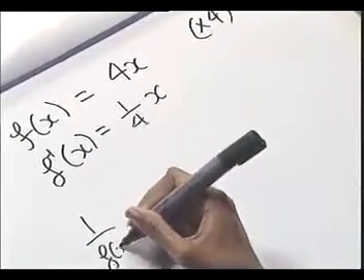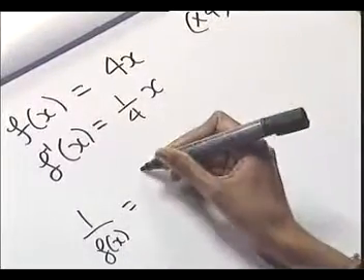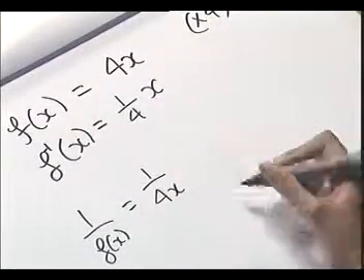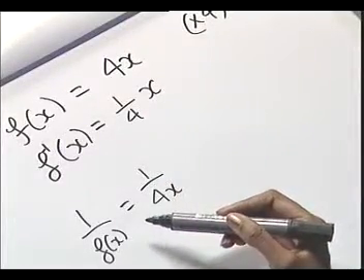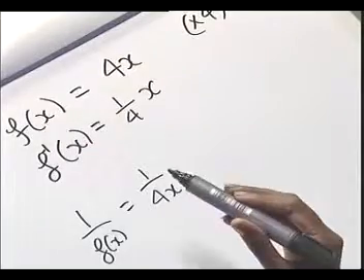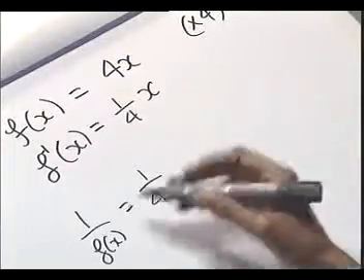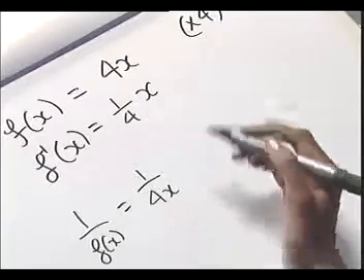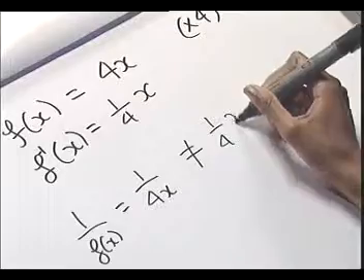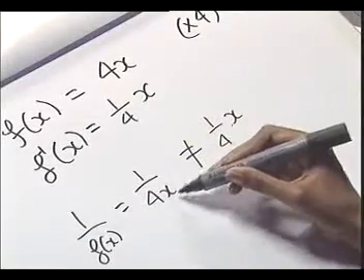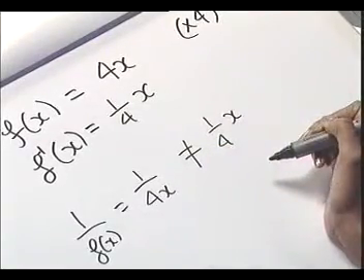Now we can see from this that since f inverse of x is a quarter x and 1 over f of x is 1 over 4x, that f inverse and 1 over f of x are not the same thing, even though the notation makes it look like they should be, because 1 over f of x is 1 over 4x, but that's not equal to a quarter x, because here the x is on the denominator and there the x is on the numerator.